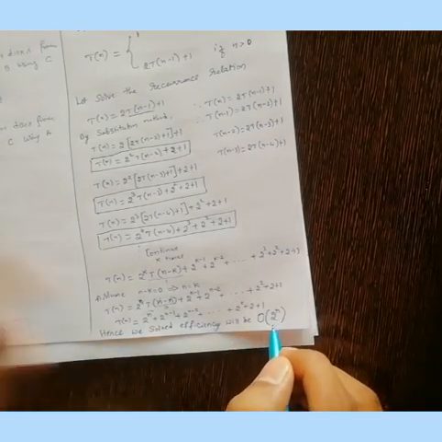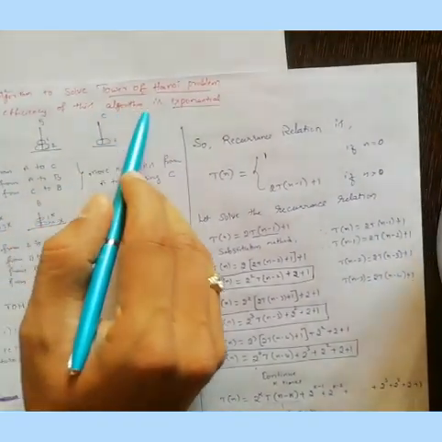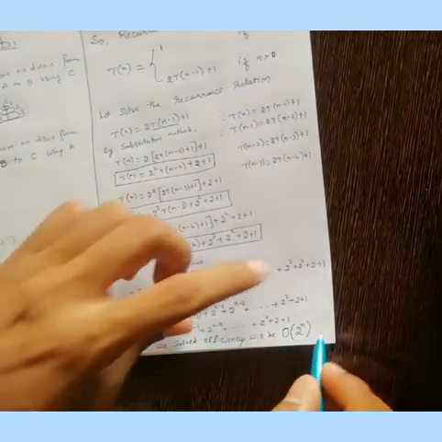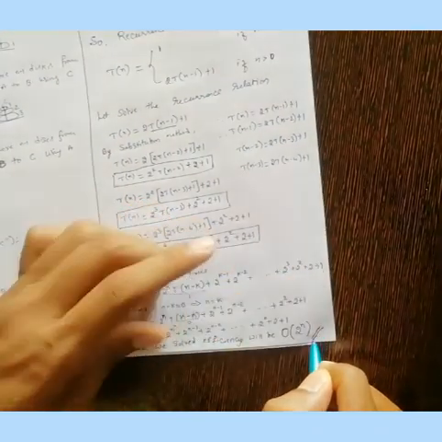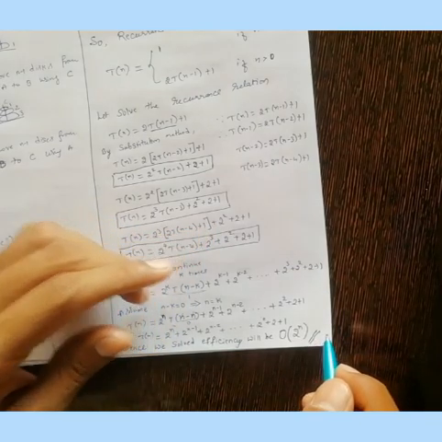Hence this proves that the efficiency of the Tower of Hanoi algorithm is exponential, 2 power n, that is exponential. So thank you, this completes this video.